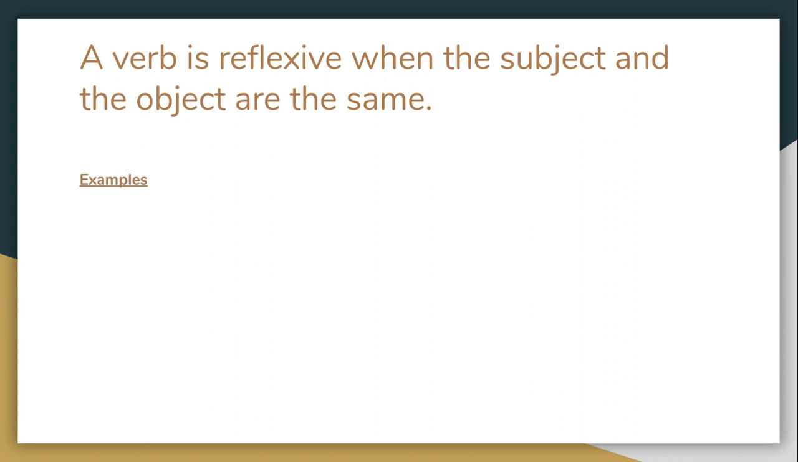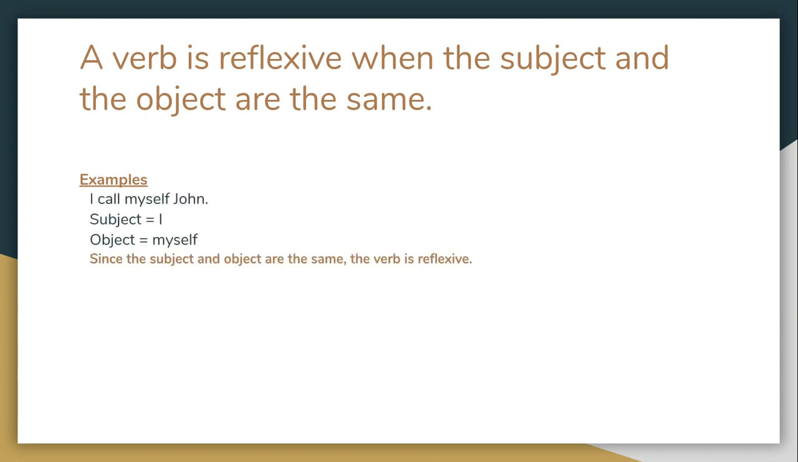So now that we understand what the subject and the object are, we can better understand what a reflexive verb is. A verb is reflexive when the subject and the object are the same. A couple of examples. I call myself John. So the subject is I and the object is myself. So I and myself, those words both refer to the same person. So we know that the verb is reflexive.